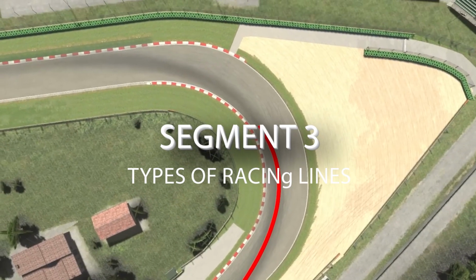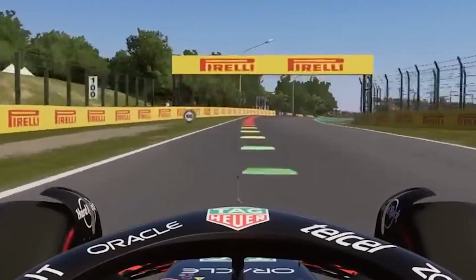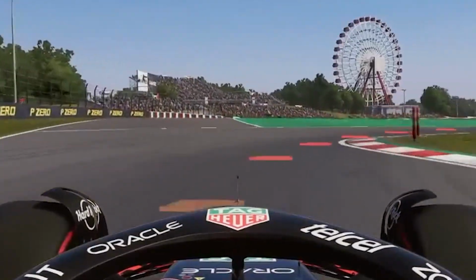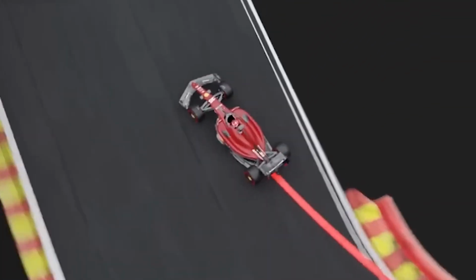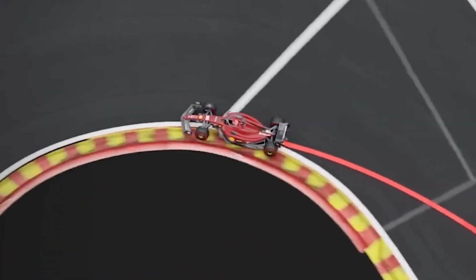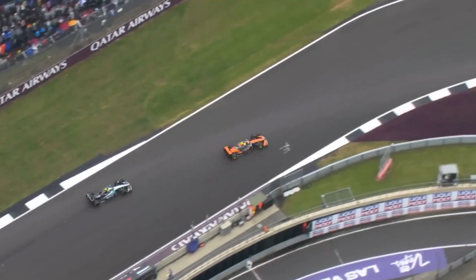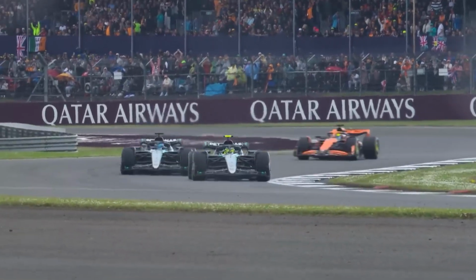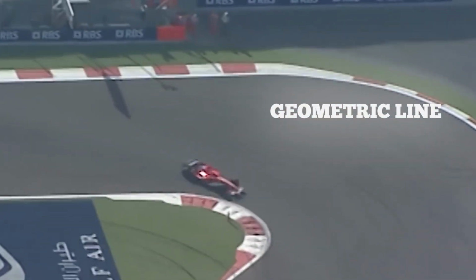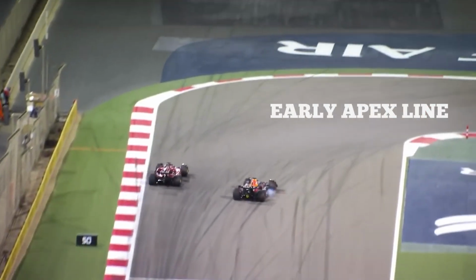Segment 3. Types of racing lines. In motorsport, the path a driver chooses through a corner, known as the racing line, can significantly influence performance. While the classic outside-inside-outside trajectory is a foundational concept, various types of racing lines are employed depending on specific scenarios. Let's examine the primary types: the geometric line, the late apex, and the early apex.